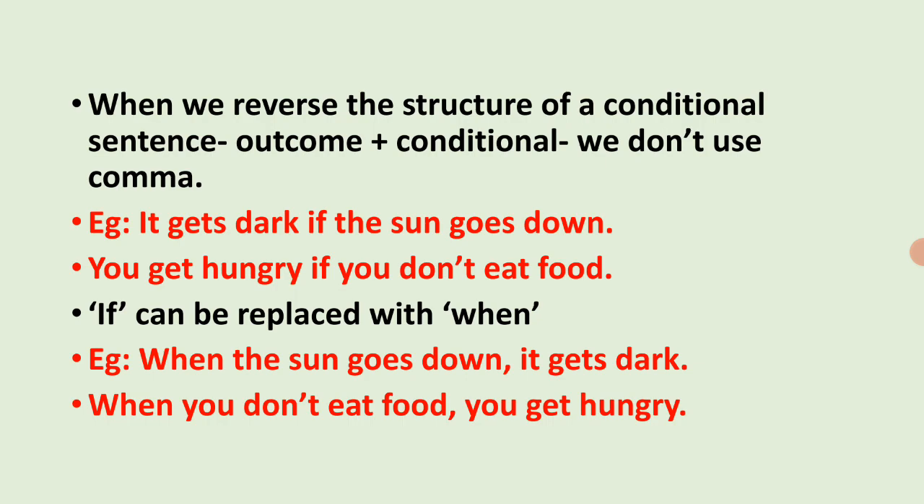When we reverse the structure of a conditional sentence, that is the outcome part will come in the first part and the next part will be the conditional part, that is the if part. At that time, we don't use a comma. See the example. It gets dark if the sun goes down. We have reversed the sentence. It gets dark. We cannot see any comma after it gets dark because the if clause is in the second part of the sentence. If the sun goes down. And the next example, you get hungry if you don't eat food.